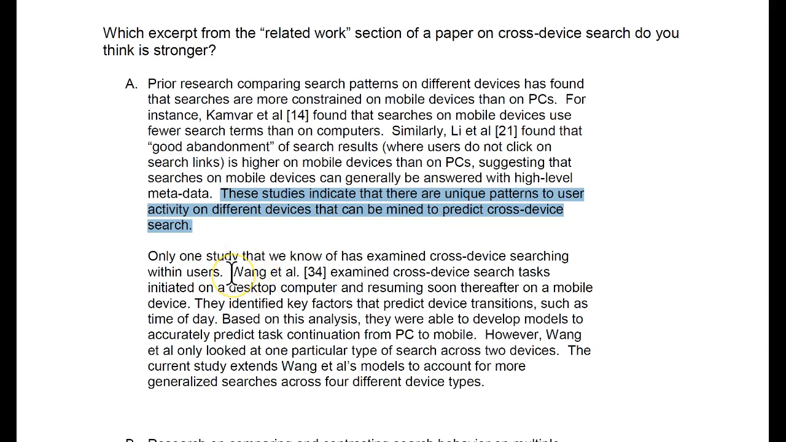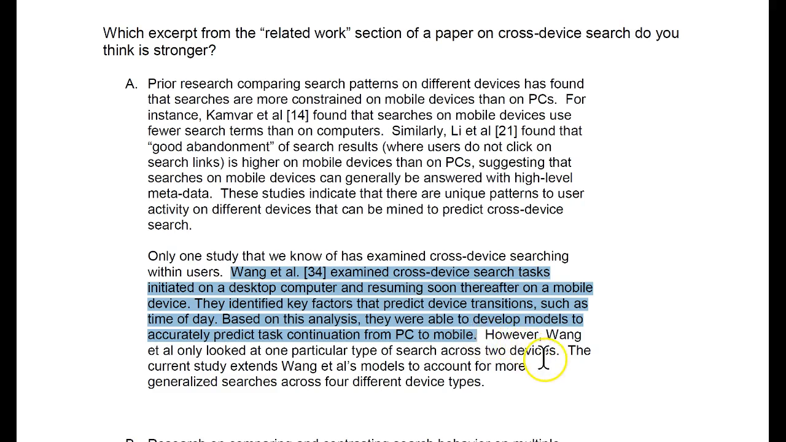Then they focus on Wang and discuss the Wang study for several sentences. So this is the prior research, the status quo, and again, because they're spending several sentences on this, I know that we're close to their endpoint. Then the writers say, however, Wang only looked at one particular type of search across two devices. This study extends Wang to account for other types of searches.